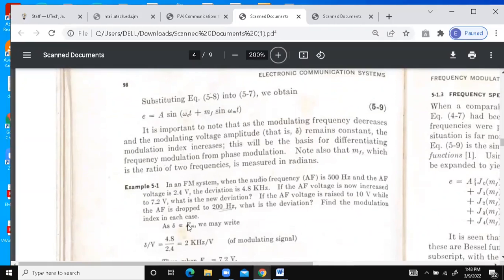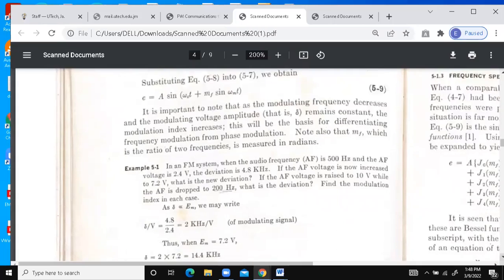So it's directly proportional to this, right? You change your voltage. And what else do you change? You just change your voltage. So this is what you get now. 14.4.